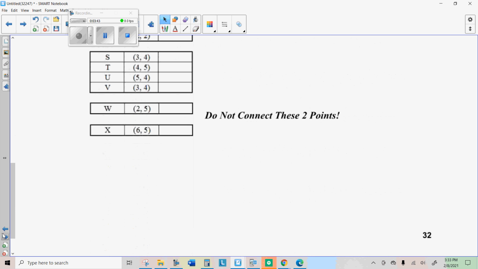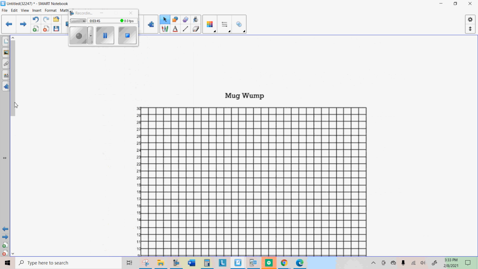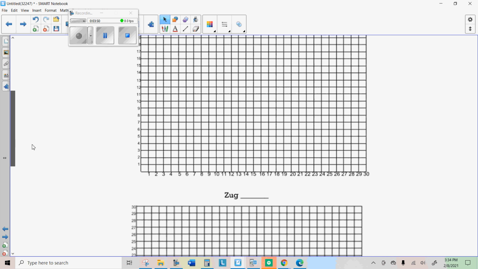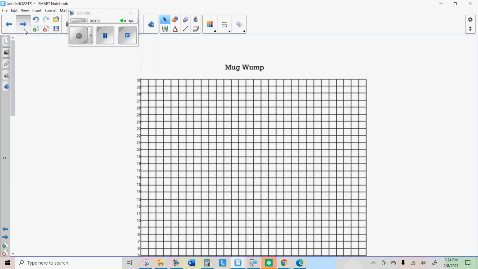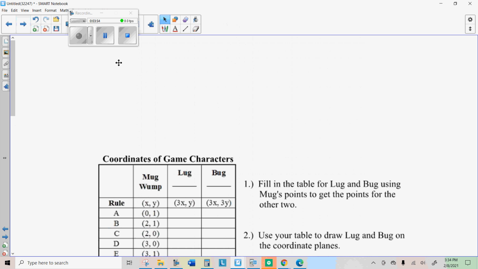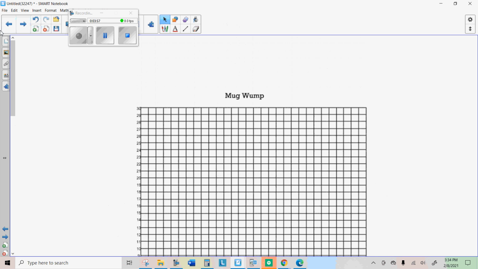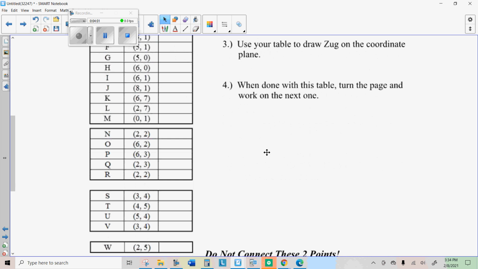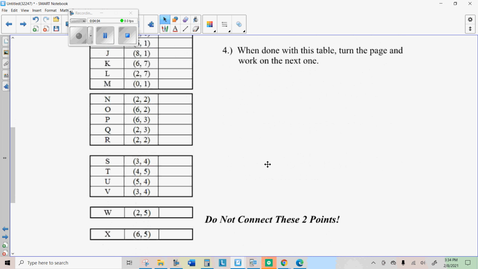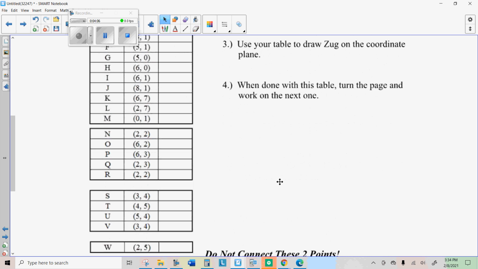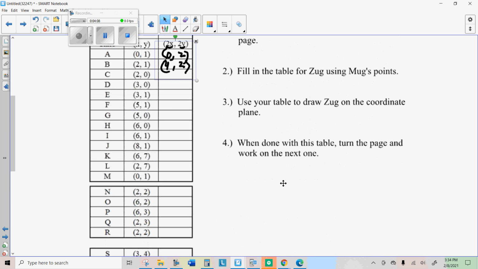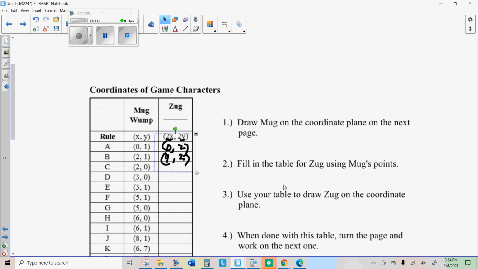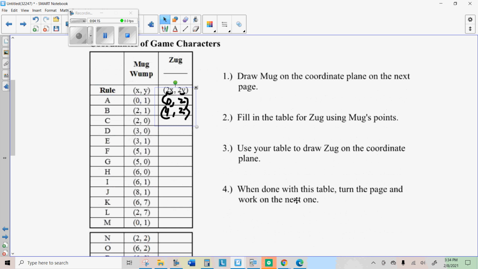I think we're going to make Mug first. So Mug is our original character. He's going to go here, and then we're going to make some other ones. But what we can do is go ahead and fill in all these charts with the rules. Let's just make sure you have these first ones right. So go ahead and fill in all these using the rule for Zug, which is 2x, 2y.